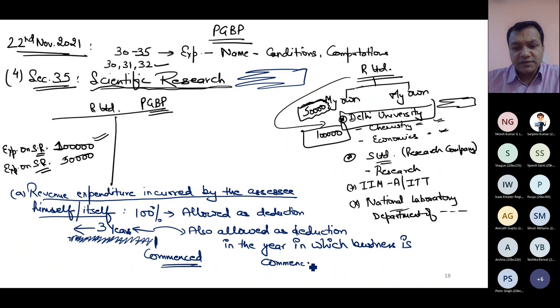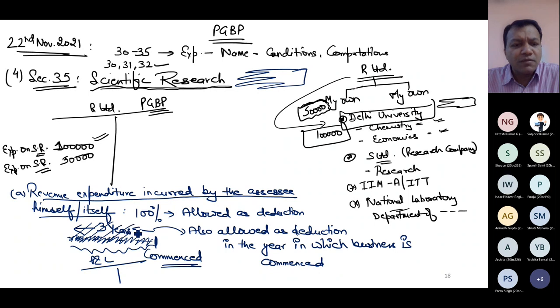Not only current year expenditures, expenses which have been incurred 3 years prior to the date when you have actually commenced the business are also allowed as deduction in the year in which you commence the business. Because till you commence the business, you must not be preparing a P&L account, but expenses you were incurring. The government says for scientific research, if you have incurred the expenditure during a period of 3 years preceding the date when you commence the business, all those expenses can be allowed as deduction in the year in which you commence the business.